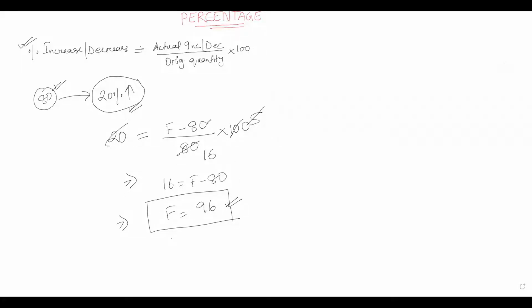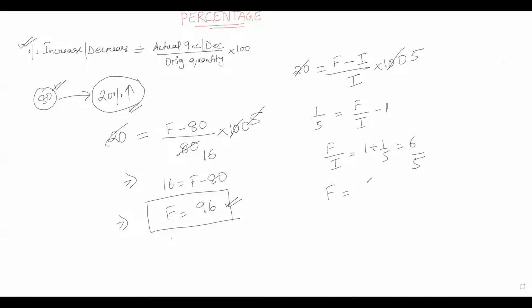Now suppose I want to generalize this. So what I can write is 20 equivalent to final value minus, let us assume the initial value was I, upon I into 100. So if I want to simplify this, this would be 5. So 1 by 5 equivalent to F by I minus I by I, which is 1. So F by I equivalent to 1 plus 1 by 5, which is 6 by 5. So we can say that the final value is nothing but 6 by 5 times the initial value, or the final value is 1.2 times the initial value.